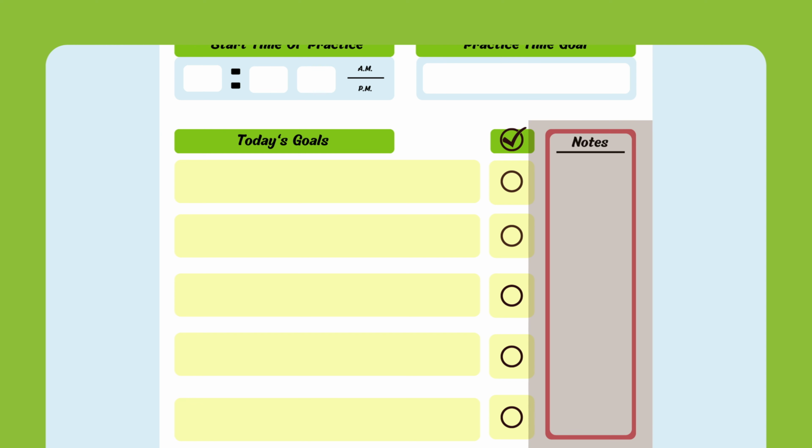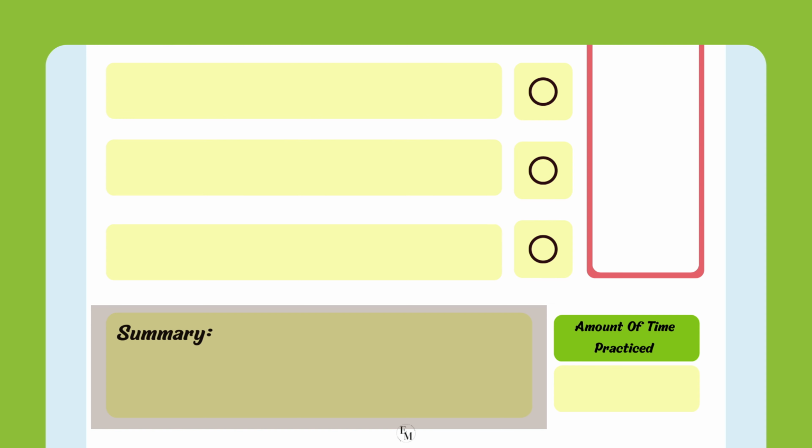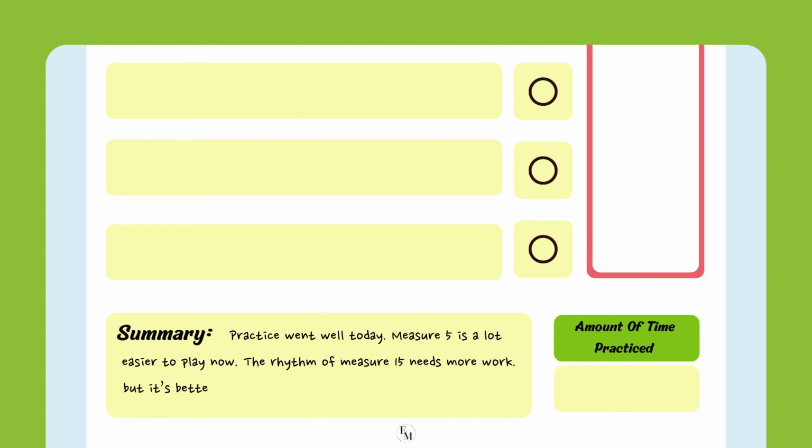The notes section is a place where students can take notes during or after their practice time. They can use this space to write ideas, questions, or other things to bring up during their next lesson. The summary section can be used to write a brief summary of how the session went overall. Students can also refer back to this section when setting their practice goals for the next day, and it can give the teacher a brief look into how the student's practice time went as well.